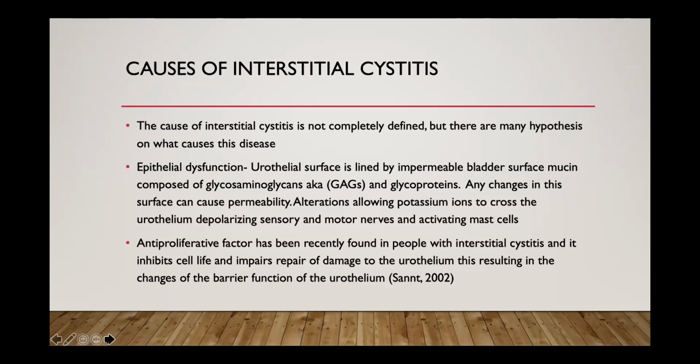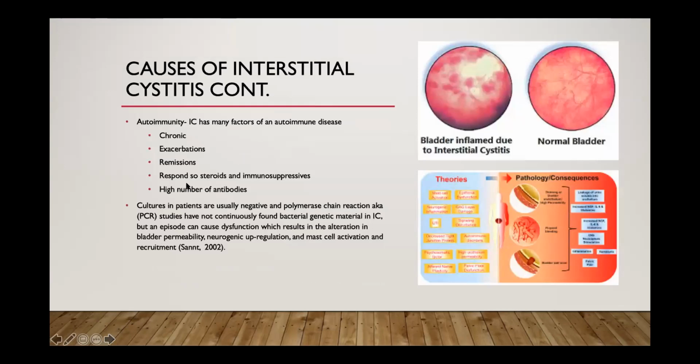Antiproliferative factor has been recently found in people with interstitial cystitis, and it inhibits cell growth and impairs repair of damage to the urothelium, resulting in changes of the barrier function of the urothelium. It has autoimmune causes and has many factors of an autoimmune disease. It can be chronic, it has exacerbations, it has remissions, it responds to steroids and immunosuppressives, and when you have it, you have a high number of antibodies.